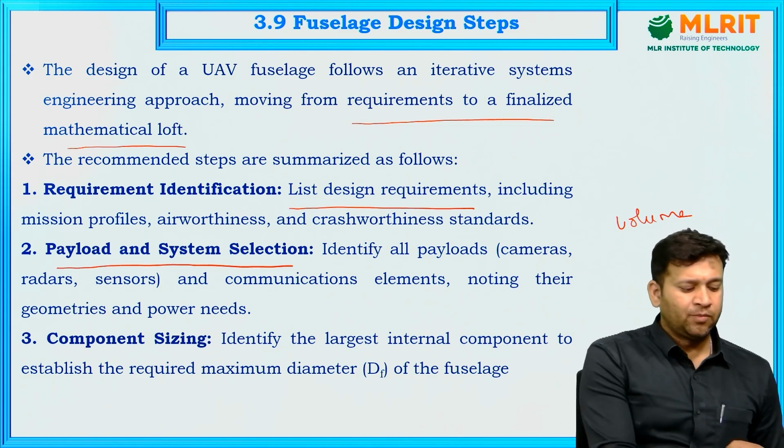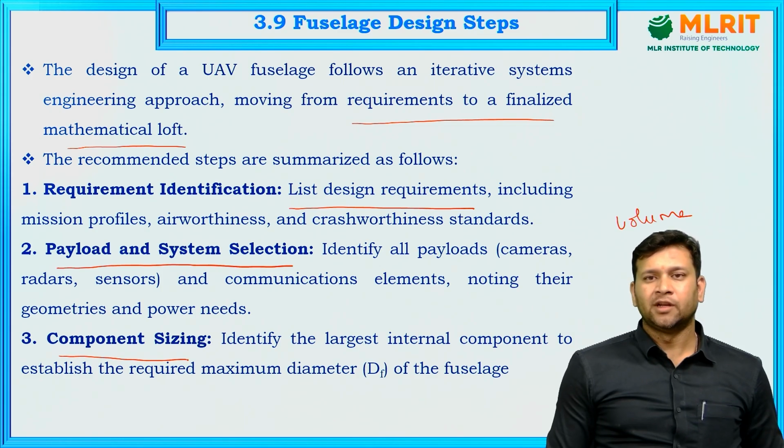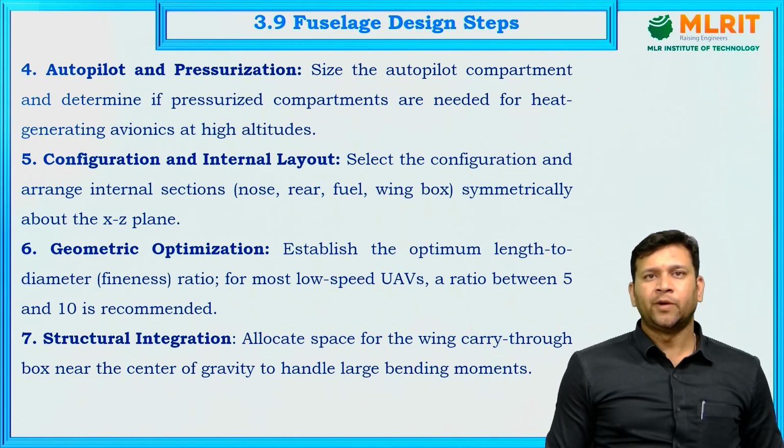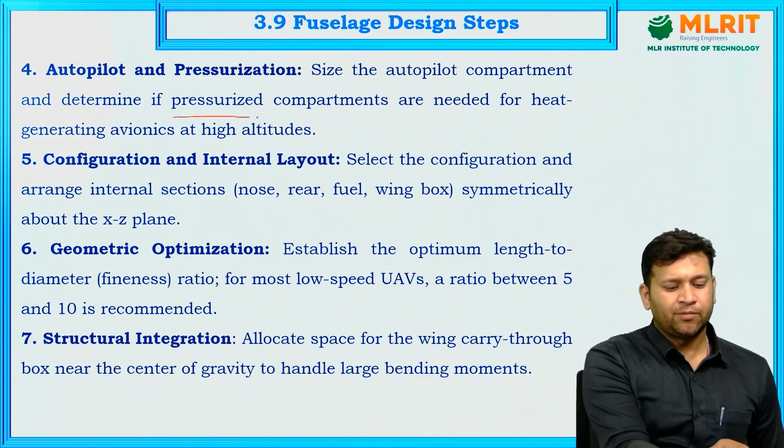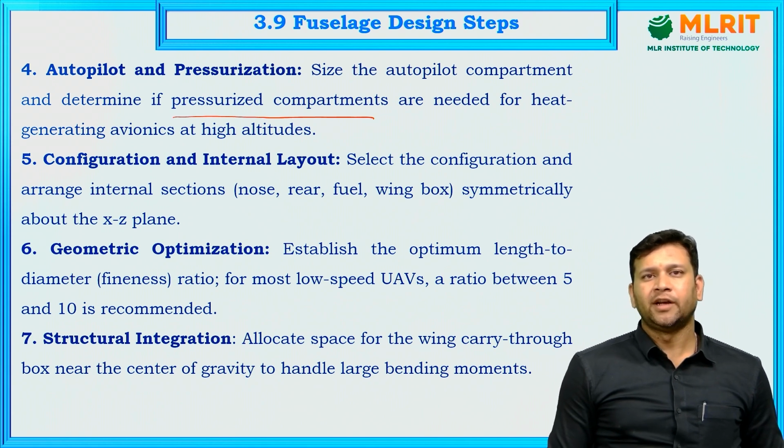The third one is component sizing. Here we identify the largest internal component to establish the required maximum diameter of the fuselage. Then the autopilot and pressurization. Consider the autopilot compartment and determine if pressurized compartments are needed for heat generating avionics at high altitudes. There are many sensors and gadgets installed in unmanned air vehicles which require a cabin pressurization system and air conditioning system to maintain the temperature, because they will be continuously working and generating heat, so the temperature keeps on increasing. So in order to control the temperature, we maintain an air conditioning system inside the fuselage.